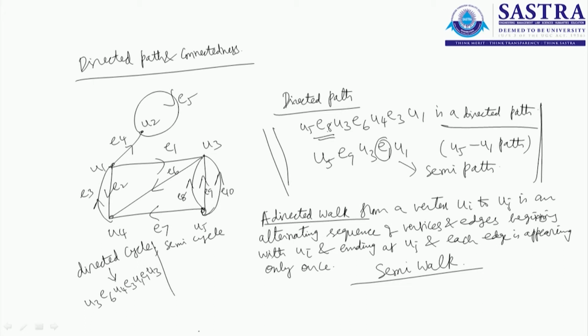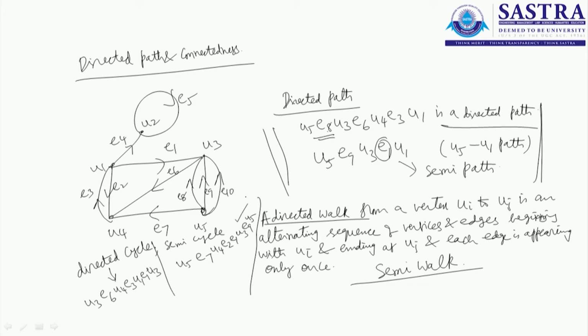But now when I take this cycle, U5, E7, U4, E2, E1, U3, E9, U5, this is a semi-cycle. Because in some cases I would be moving against the direction of the edge. For example, if you look at this edge E9, I would be moving against the direction. Instead of moving from U5 to U3, I will be moving from U3 to U5. So that will be called a semi-cycle.